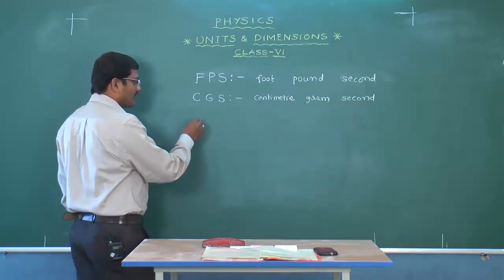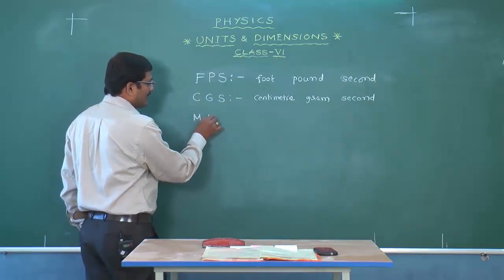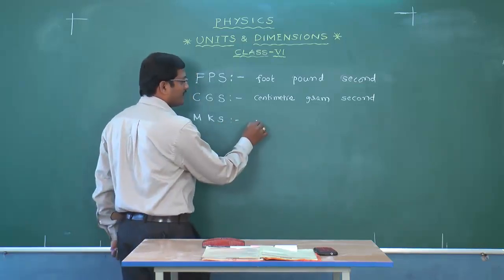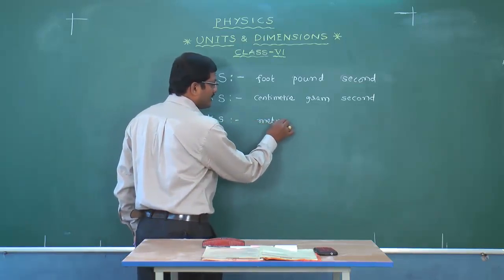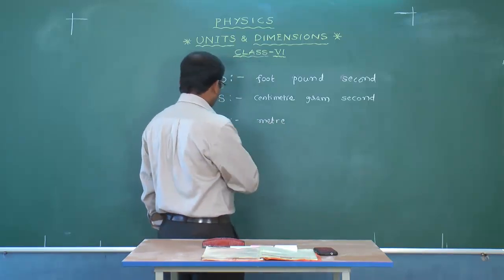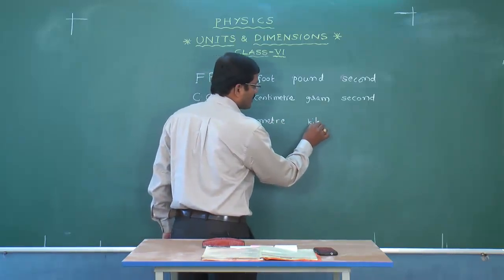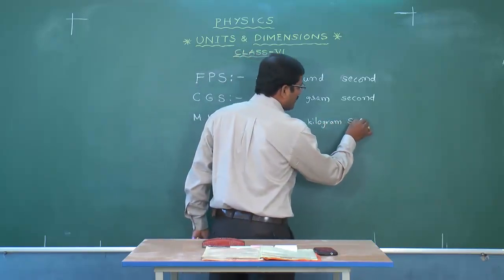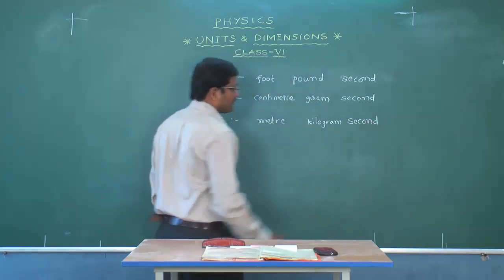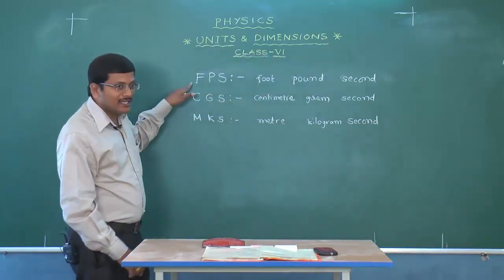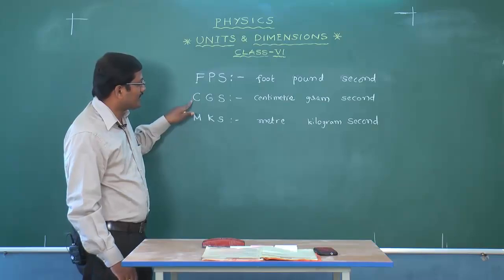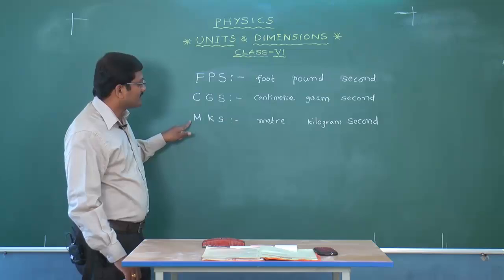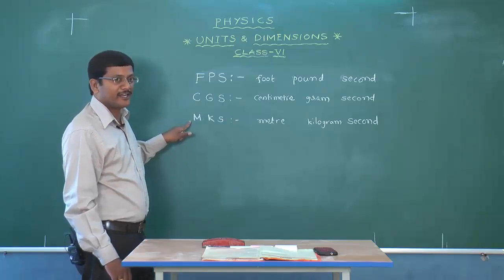Next, afterward we went to the metric system of units, which is called the MKS system, in which we measure the length in terms of meters. Next, mass is in kilogram, and then time as usual in second. But this FPS is earlier to 1874, and CGS is around 1874 onwards. Then MKS is in the years 1889 onwards.